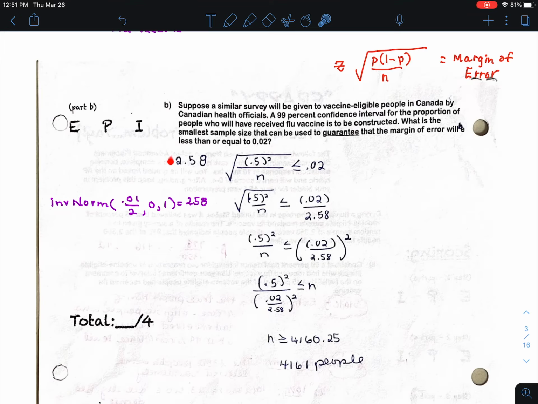Okay, I got 2.58 by doing this for a 99% confidence interval. We set that less than or equal to 2% is all the more they want their margin of error to be off. The rest of this is just using algebra to solve backwards. You can round this up then to the nearest person. This would be the absolute smallest sample size that they should use if they're wanting to guarantee that their margin of error is under or equal to 2%.